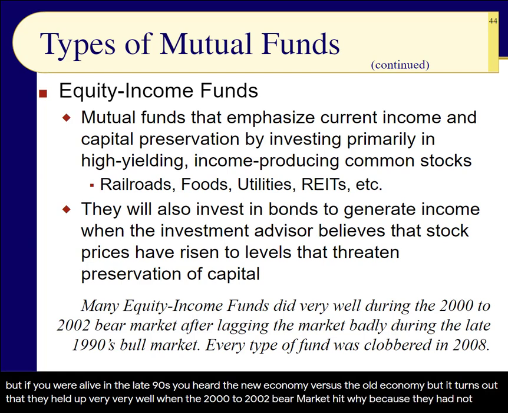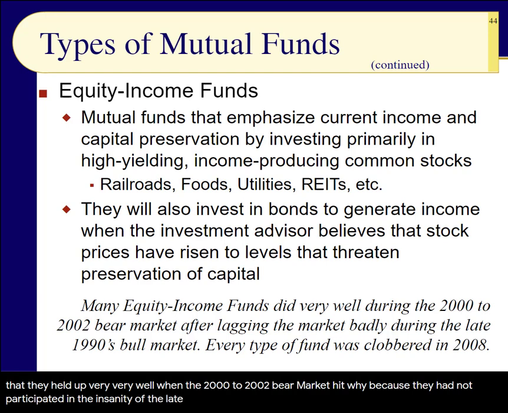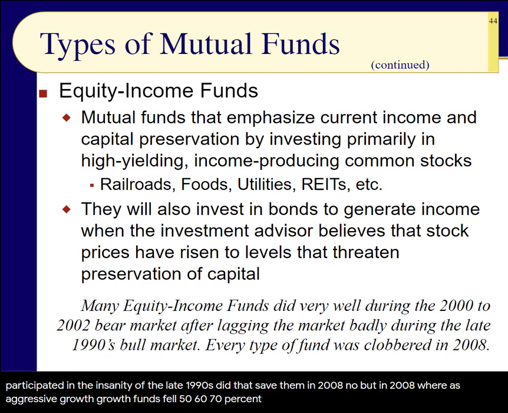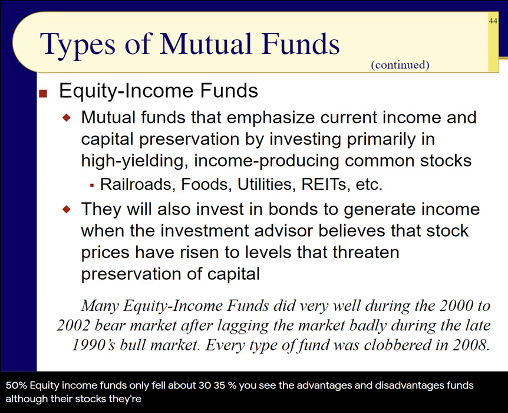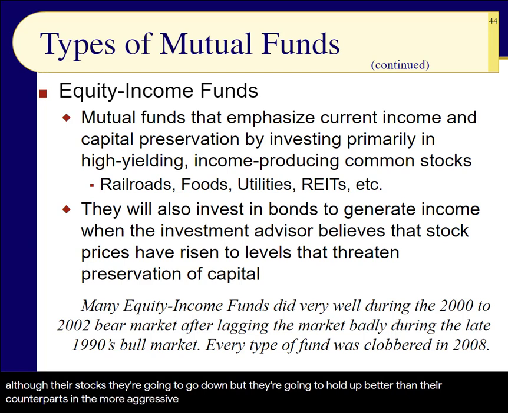Why? Because they had not participated in the insanity of the late 1990s. Did that save them in 2008? No. But in 2008, whereas aggressive growth funds fell 50, 60, 70%, growth and income funds fell 30, 40%, maybe 50%. Equity income funds only fell about 30, 35%. You see the advantages and disadvantages? These funds, although they're stocks, they're going to go down, but they're going to hold up better than their counterparts in the more aggressive stocks. Now, what could we associate these with in our buffet? Oatmeal.